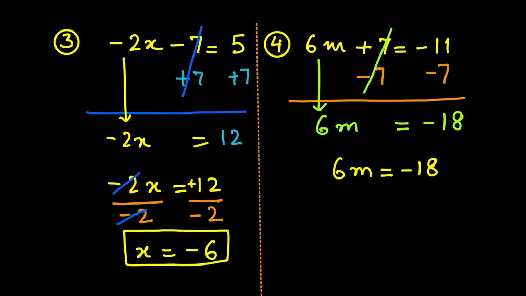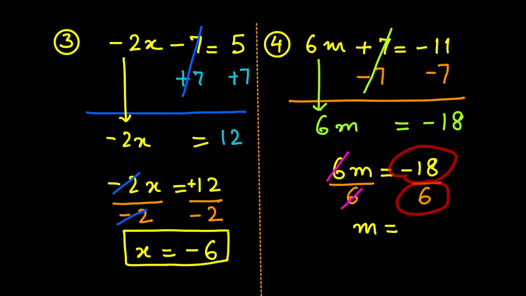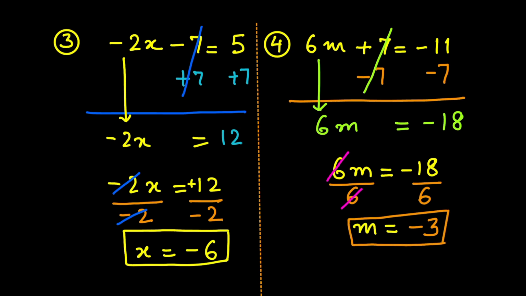To isolate m, 6 is multiplied to the variable m. So the second step is we divide both sides by 6, doing the opposite operation. 6 and 6 cancel out. So we are left with m equals minus 18 divided by 6. Negative divided by positive will be negative, and it's 3. So the answer is m equals negative 3.